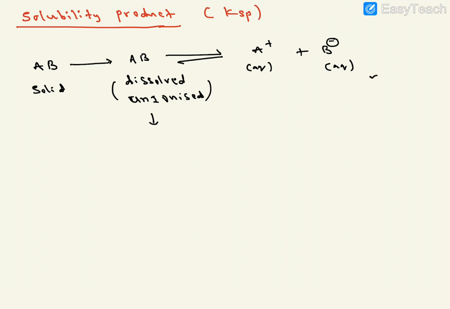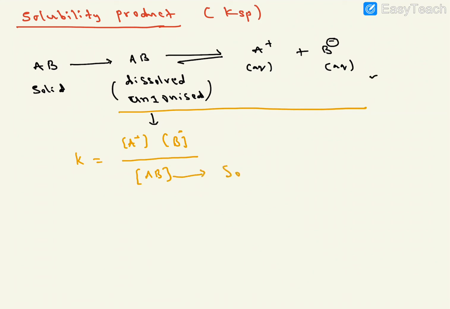From this part, we apply the law of mass action. What is the law of mass action here? K equals the concentration of the dissociated ions, A plus and B minus, over the undissociated AB. This AB is in solid form.